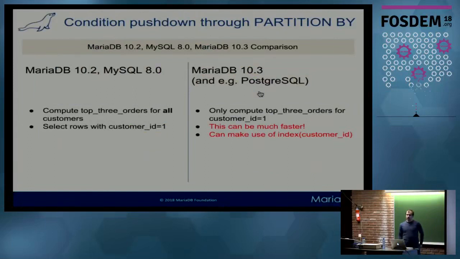If you compare how execution would happen currently in MariaDB 10.2, which is the stable release, and MySQL 8.0, which has window functions, they would compute the top 3 orders for all customers, and then you would get the rows for customer ID equals 1. In MariaDB 10.3 and also in Postgres, we've also tested how Postgres does it, you would only compute the top 3 orders for customer ID equals 1. And in some cases, this can be much faster because we can make use of indexes to identify the rows for that particular customer.